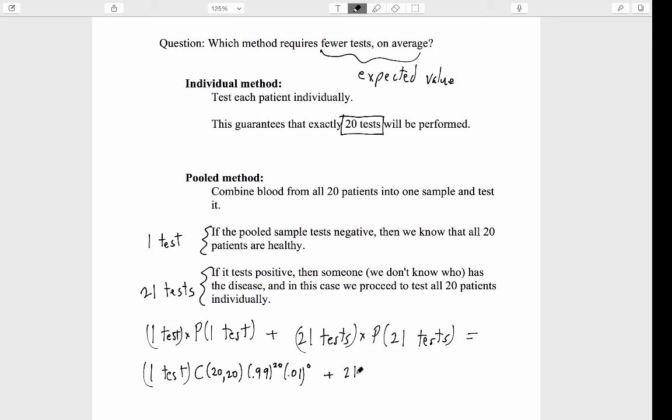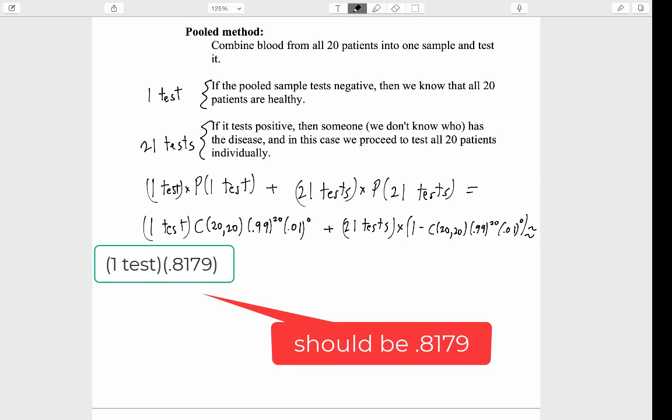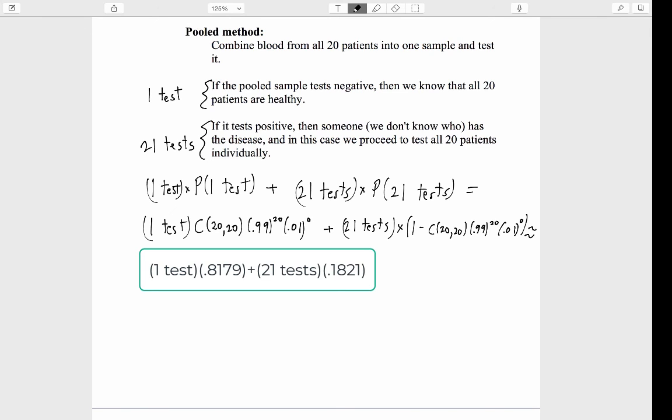So we add to that 21 tests times the probability that we do need to apply 21 tests. If at least one person has the disease, that's what makes us have to do 21 tests. So the probability that we're in this scenario of having to do 21 tests is exactly the complementary probability, 1 minus the probability of having to do only one test. This is approximately equal to 1 test times 0.8109 plus 21 tests times the complementary probability, which is 0.1891. Here we see our weighted average.